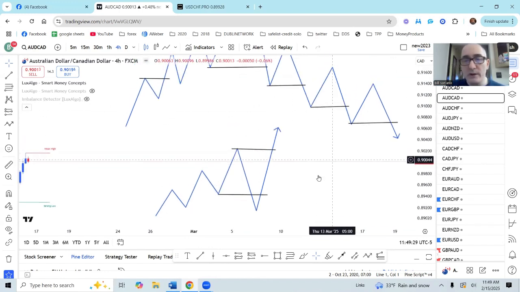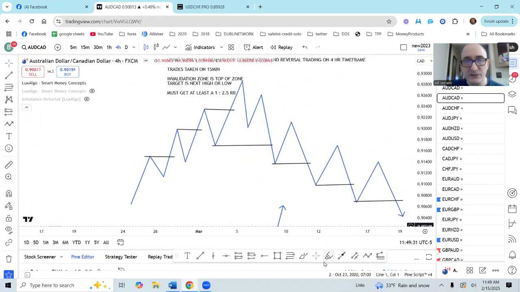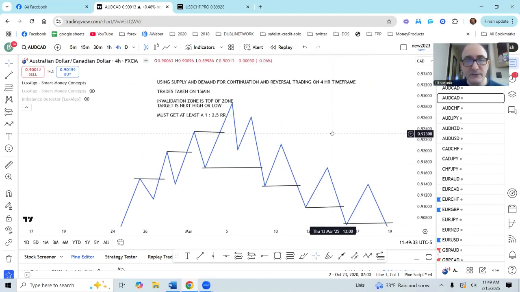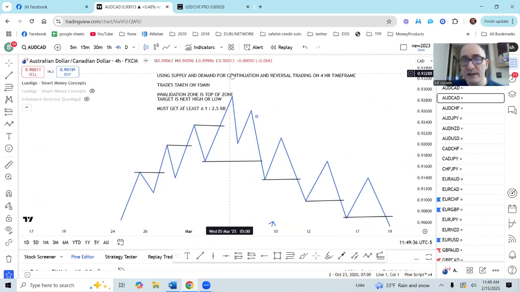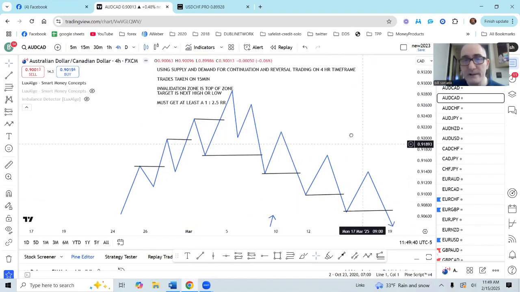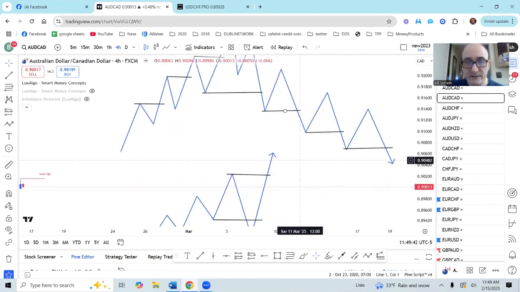You'll get more of that when we're on the charts here, but I just want to show you that this is the basis of the trading plan: that we're using these supply and demand zones for continuation and reversal trading on the 4-hour time frame, right? But the trades we'll be taking on the 15-minute.